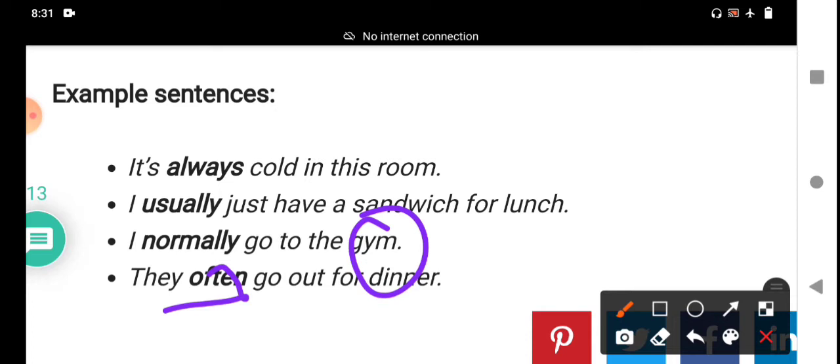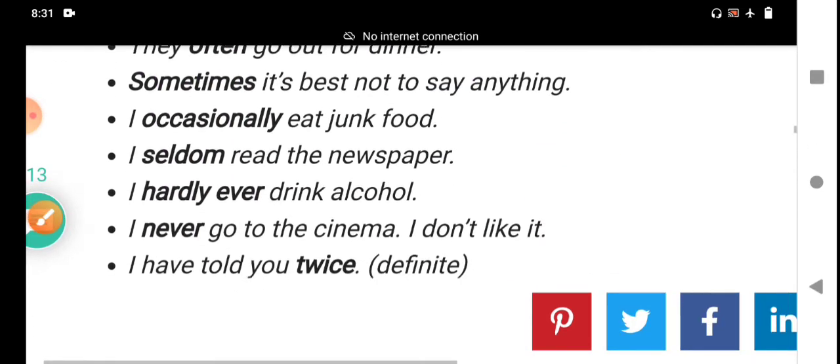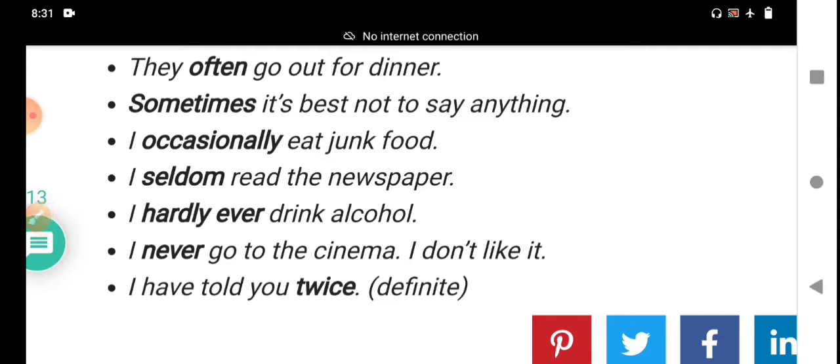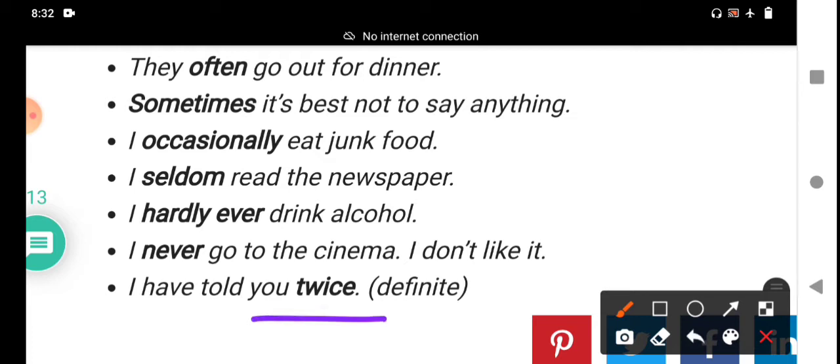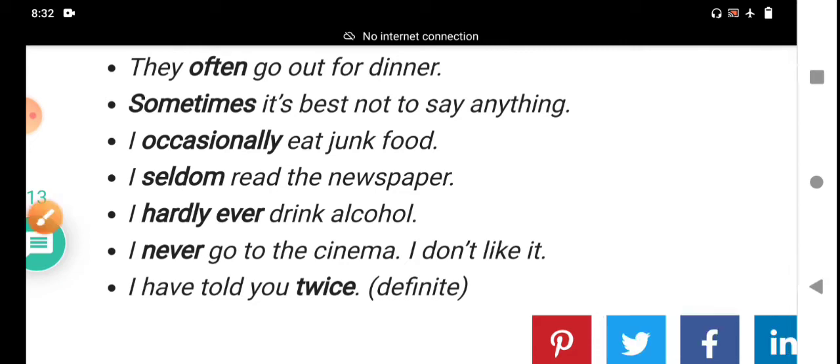And then the third one, we will go next. Some of the examples I will read out. I occasionally eat junk food. Sometimes it is best not to say anything. I seldom read the newspaper. I hardly ever drink alcohol. I never go to the cinema. I don't like it. I have told you twice. This is definite. Adverb of frequency denotes definite or indefinite. Twice, thrice, once, these are definite. I have told you twice. That is the adverb of frequency, my dear children.